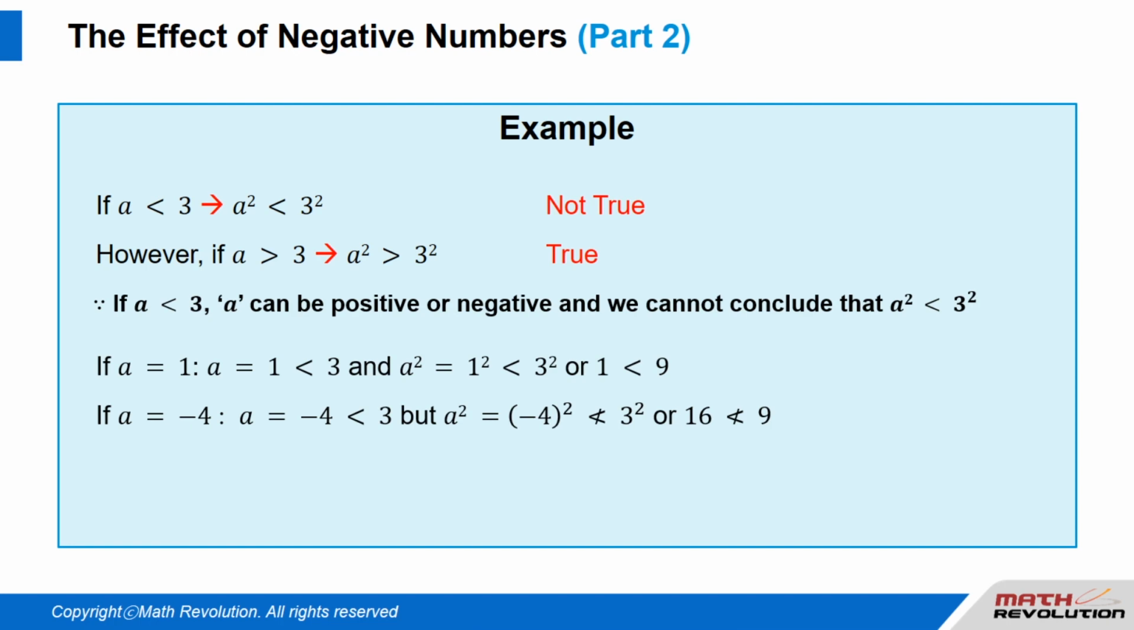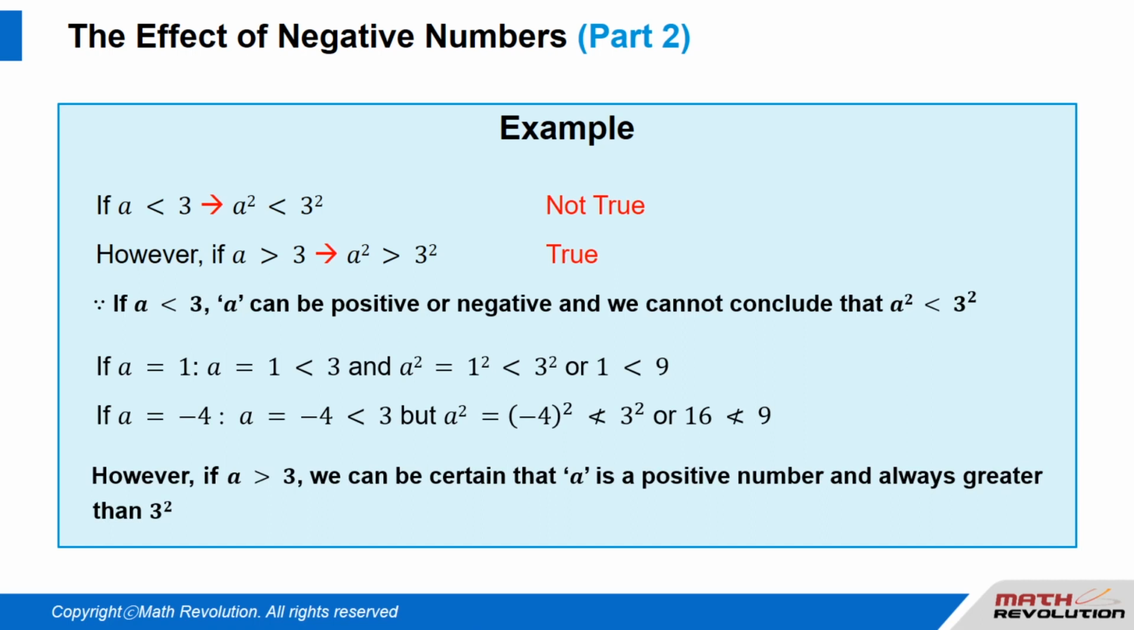For instance, if a equals 1, which is smaller than 3, then a squared equals 1 squared, which is smaller than 3 squared, or 1 is smaller than 9. However, if a is negative 4, then a equals negative 4, which is smaller than 3, but a squared, which equals negative 4 squared, is not smaller than 3 squared, or 16 is not smaller than 9.